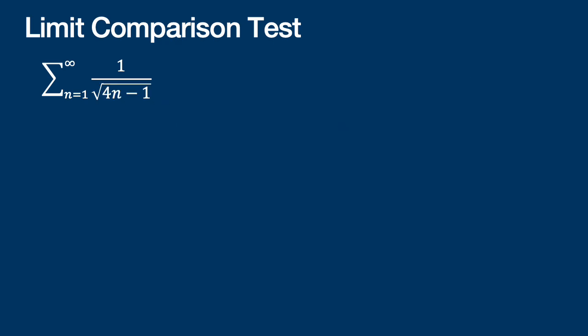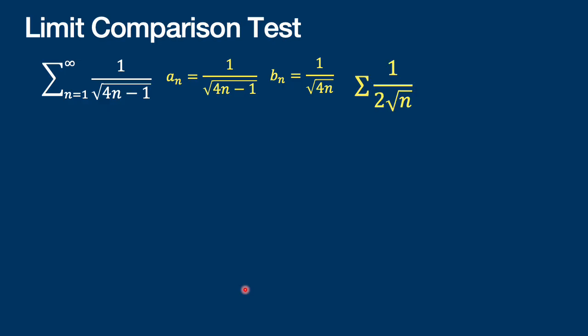Let's have another example for the limit comparison test, guys. Look at this series right here. Here a_n is 1 over the square root of 4n minus 1. What is b_n? Just drop this constant. b_n is going to be 1 over the square root of 4n. So do you know if this series is going to converge or diverge?